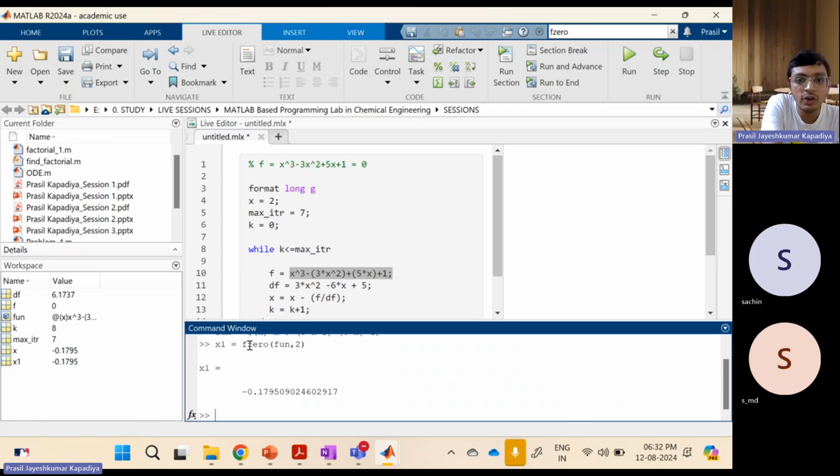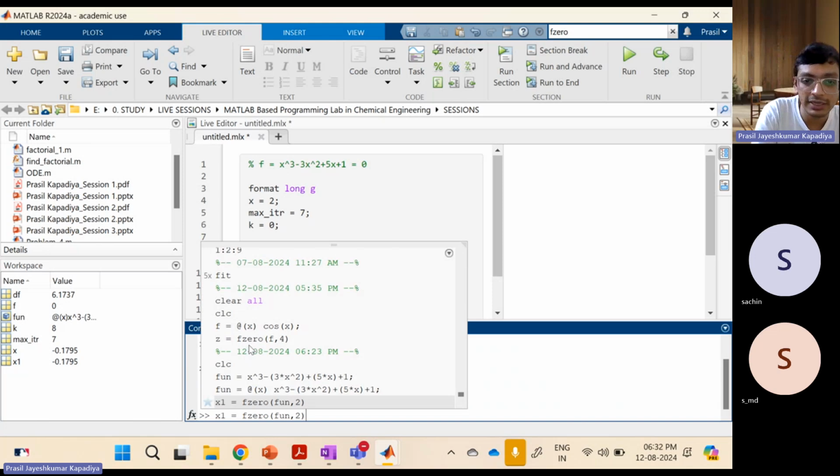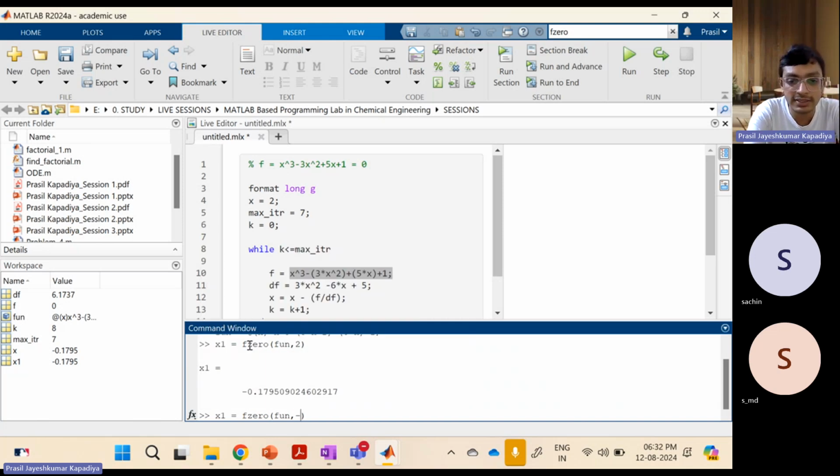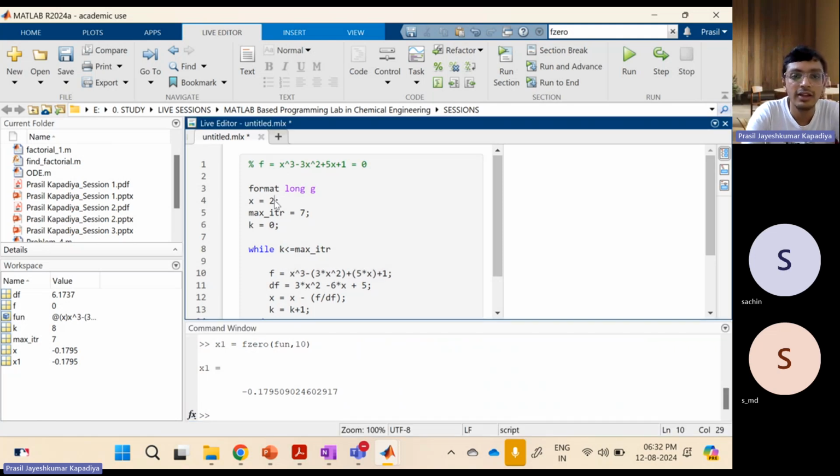So this is the exact value we are getting. Let's say I'm changing my initial guess from 2 to minus 10. Then also it is converging, but it's not always required that the Newton-Raphson method converges. So here, with minus 10 also it is converging. But let's say if I do x is equal to 10, it may or may not converge. See, for 10, in 7 iterations, it's not doing.